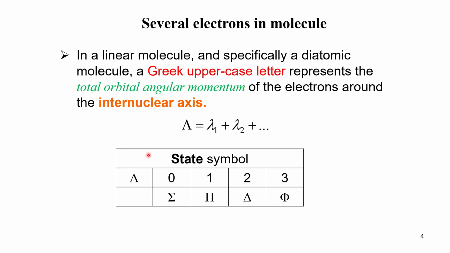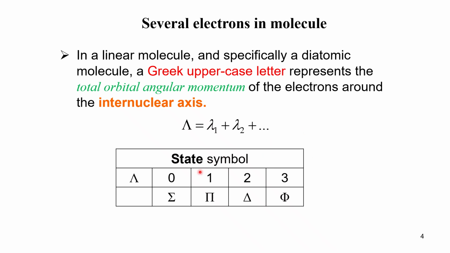When moving from a single electron to a system with several electrons, we use the Greek uppercase letter lambda to represent the total orbital angular momentum around the internuclear axis. This total value is the sum of the individual angular momenta. So you have the capital letter lambda equals lambda 1 for electron 1 in the molecule plus lambda 2 for electron 2 in the molecule, and so on.